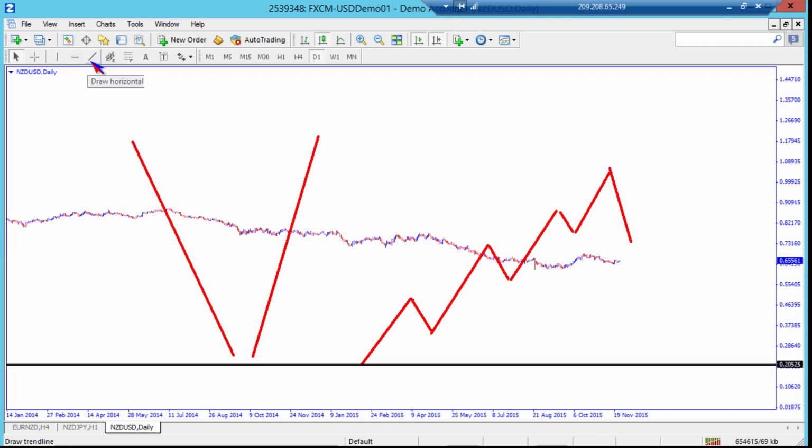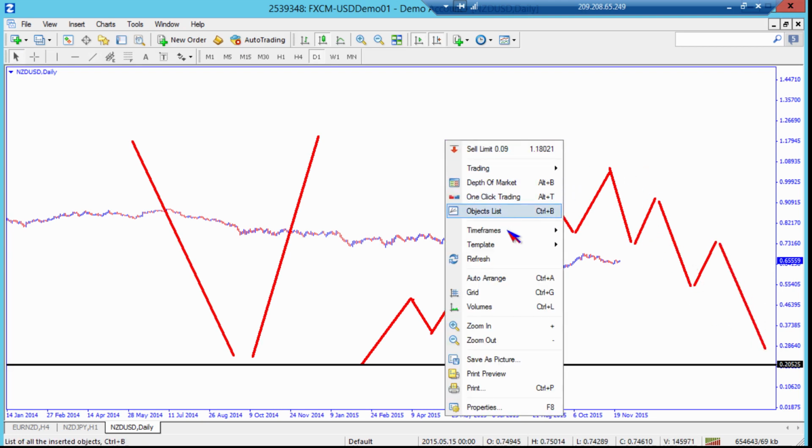Downtrend: market high, market low. Lower high, lower low. Lower high, lower low. Lower low. Uptrend, downtrend. All right.